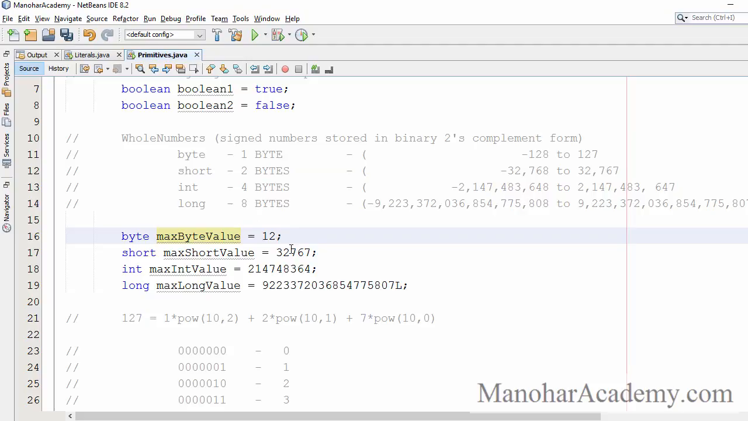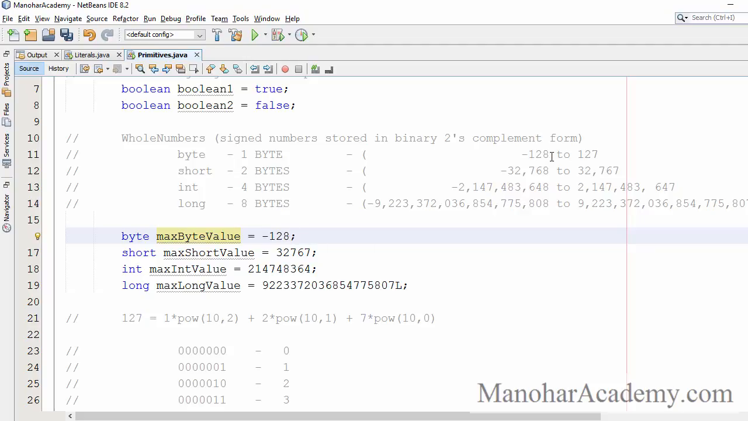Let's change it to 128. Okay, so if you see the compiler error, you can clearly see 'possible lossy conversion', meaning there is going to be loss of precision or data, loss of value from int to byte. So you can clearly see that it is trying to convert from integer to byte, and because byte cannot hold 128, because the maximum value is 127, the Java compiler won't allow you to assign 128. So the maximum value you can assign is 127, but if you want to assign a negative value, you can assign minus 128.